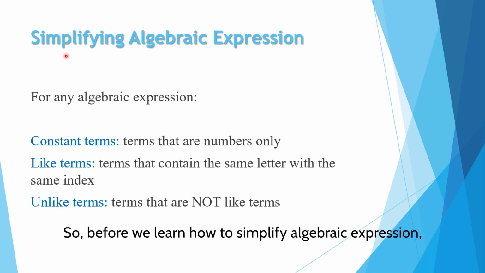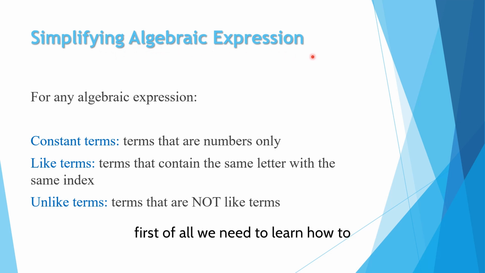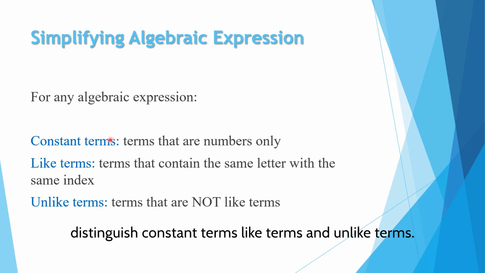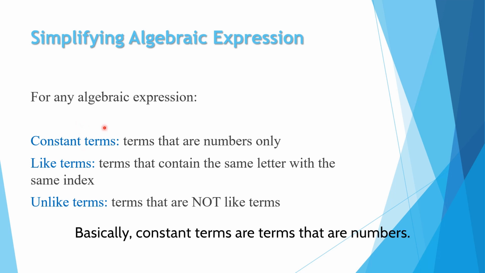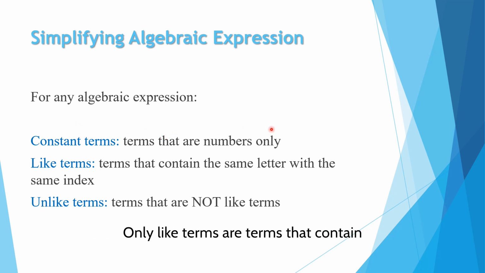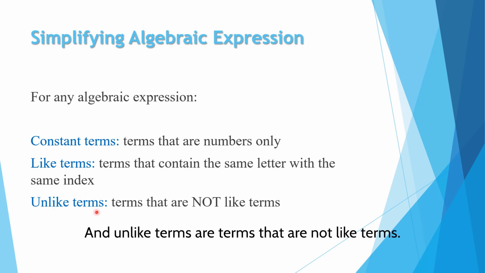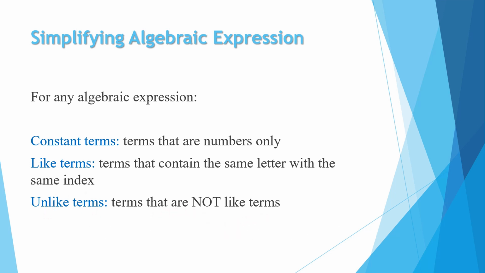So, before we learn how to simplify algebraic expressions, first of all, we need to learn how to distinguish constant terms, like terms, and unlike terms. Basically, constant terms are terms that are numbers only. Like terms are terms that contain the same letter with the same index. And unlike terms are terms that are not like terms.